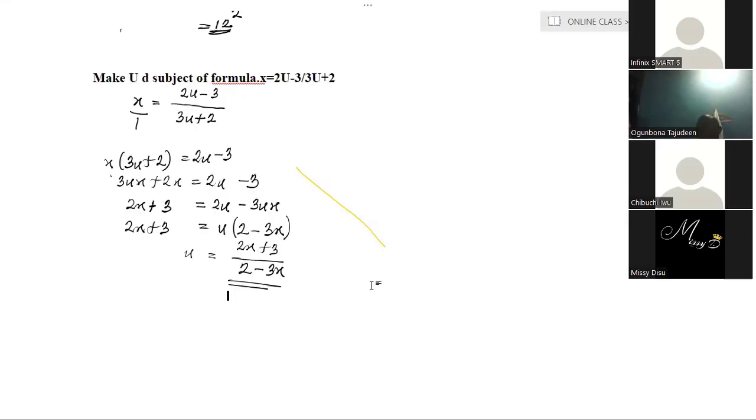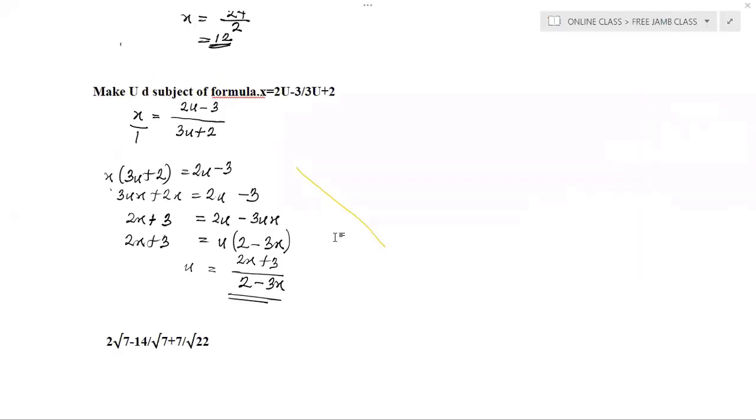I'm waiting for the question to drop. What we have there is 2 root 7 minus 14 divided by root 7 plus 7 over root 22. I don't know what we are really doing.